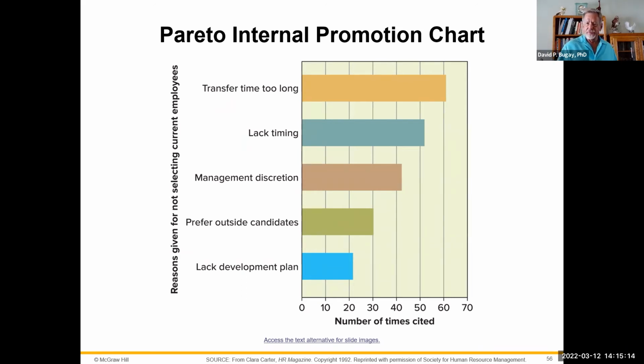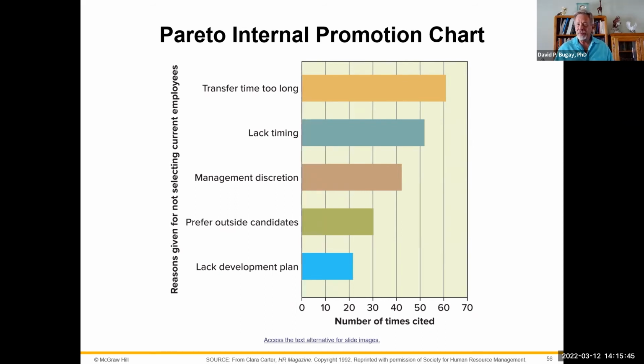The transfer time took too long. That sounds like an internal organizational problem rather than an employee problem. So here you have 60 times cited as an issue, and because the transfer time took too long, those employees that didn't get to be moved up because of this are really victims of an organization that can't really handle promoting from within, which is really a challenge. And you better pay attention as an organization. What's going on is lack of timing.